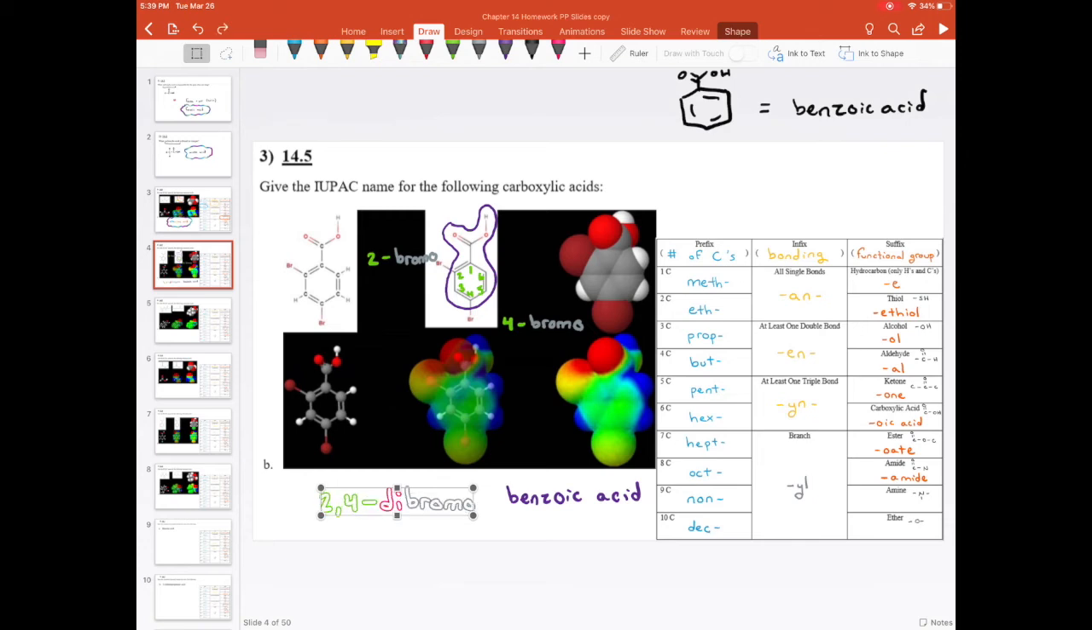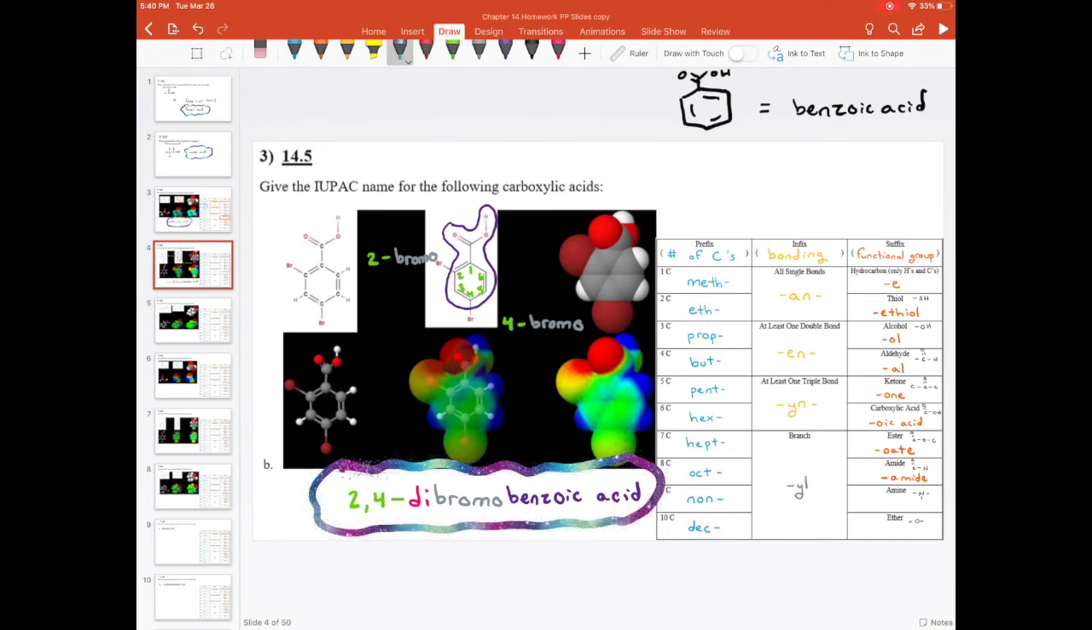In front of the backbone name. And that gives you the overall name. So this one is 2,4-dibromobenzoic acid.